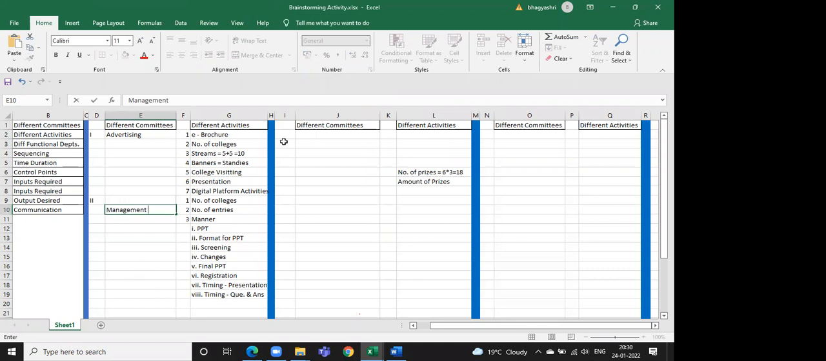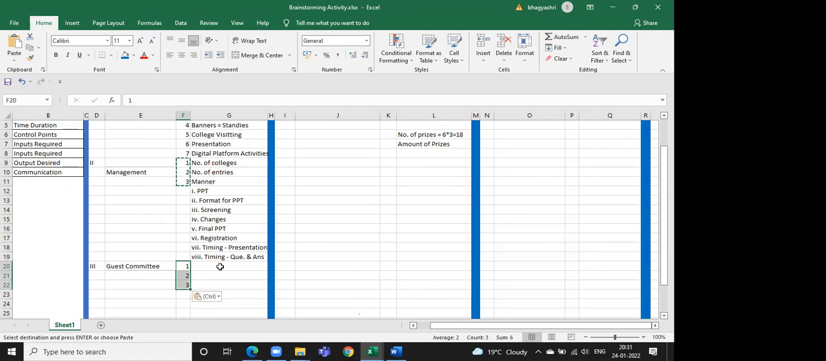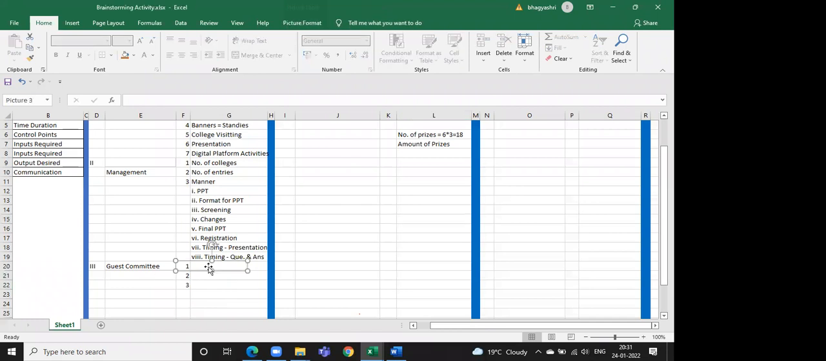Okay, then let us look into the third committee, that is the guest committee. What will come under the guest committee? Guest committee or jury or whatever name you call it. Can you all come up with the points now? Anybody? What will be the starting point for the guest committee?